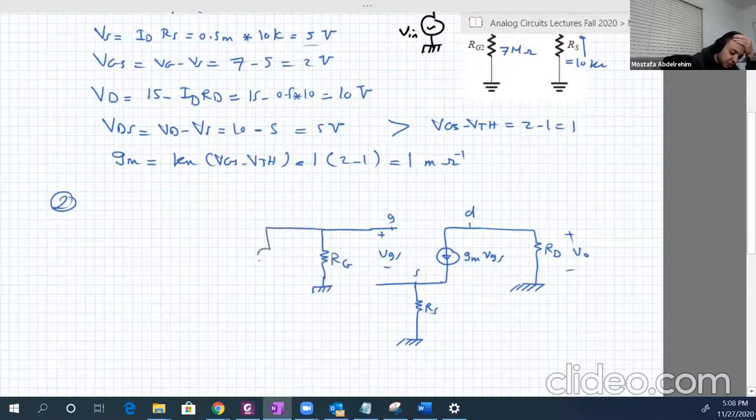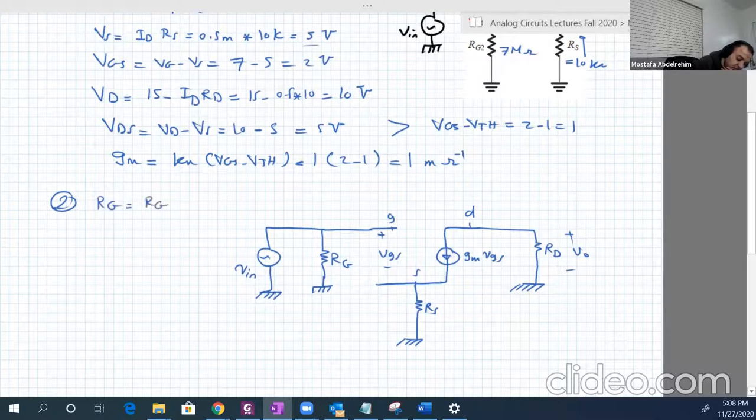And there is a source input, V input. And the RG here is RG1 parallel RG2, the 7 mega ohm parallel with 8 mega ohm, which is basically 3.73 mega ohm, which is very big, really.